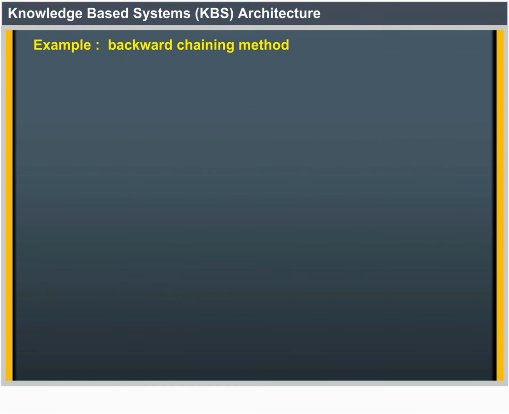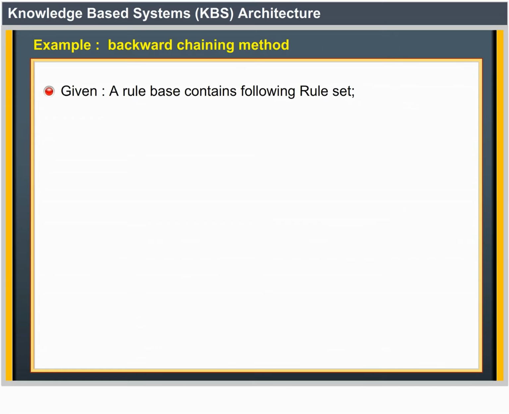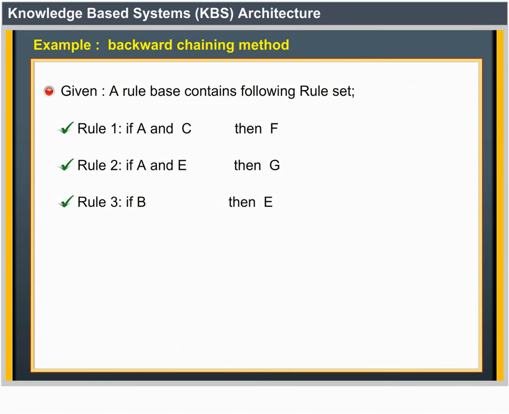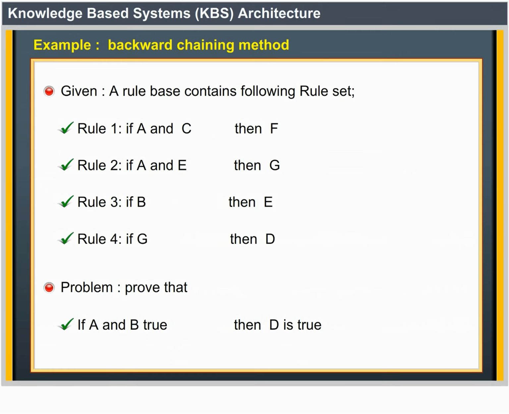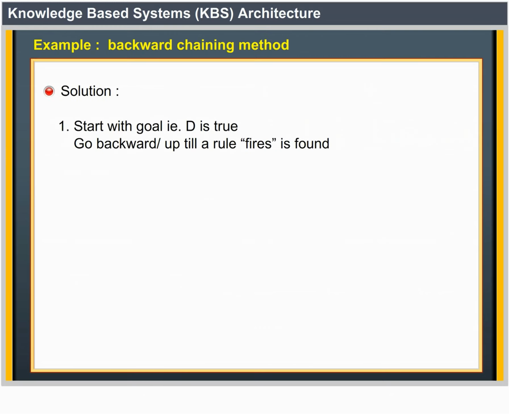Example: backward chaining method. Given a rule base contains the following rule set. Rule 1. If A and C, then F. Rule 2. If A and E, then G. Rule 3. If B, then E. Rule 4. If G, then D. Problem: prove that if A and B are true, then D is true. Solution: start with the goal, that is, D is true. Go backward or up till a rule that fires is found.